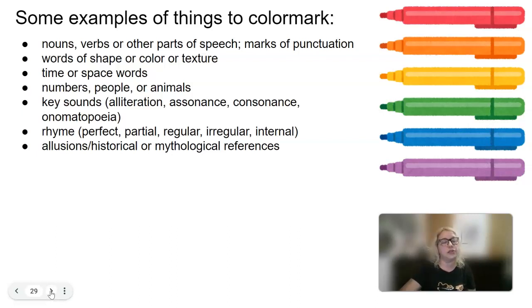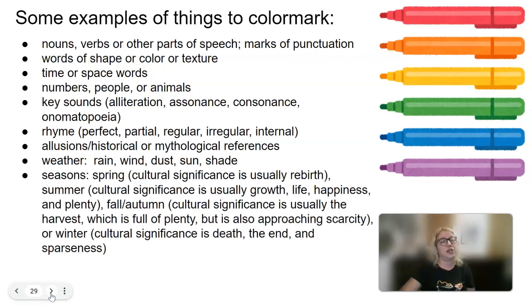Allusions, historical or mythological references. You could trace all of those that are referenced. Weather, how about all of the words having to do with weather, things like rain, wind, dust, sun, shade. Seasons are a good thing to trace if you're noticing them. And you can talk about the cultural significance of seasons. For spring, it's usually rebirth. For summer, it's usually growth, life, happiness, plenty. Fall and autumn is harvest, full of plenty, but then we're also coming to the end of that, approaching scarcity, and winter, which the cultural significance is usually death and sparseness.